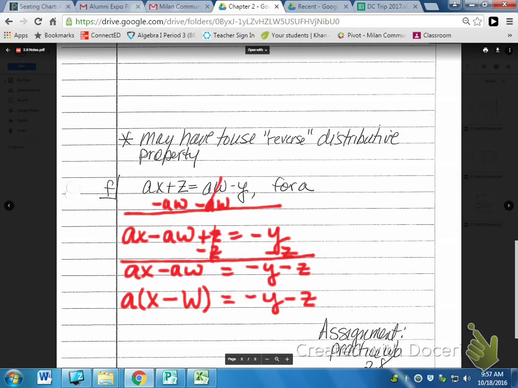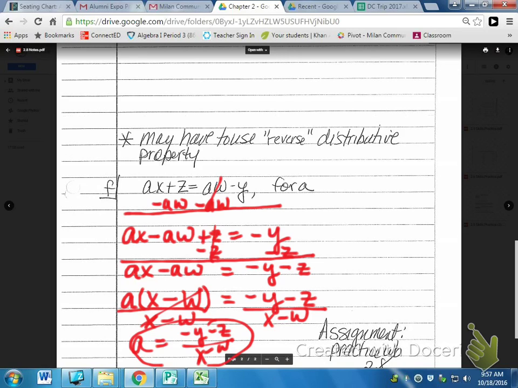So now it looks a little bit better, right? It's A times something. Well, to get rid of that times something, I'm going to divide both sides by X minus W, and that cancels. So my A equals negative Y minus Z over X minus W. Okay, questions?